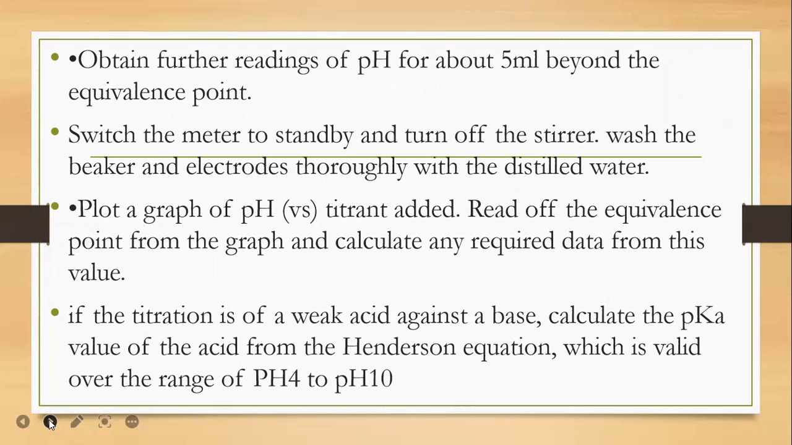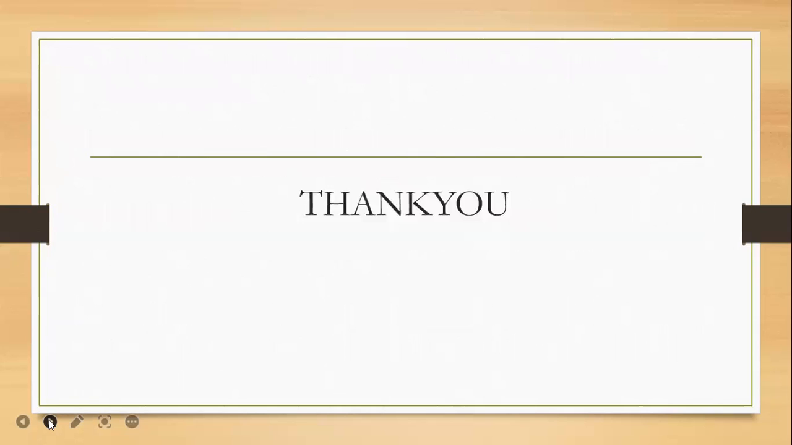Wash the beaker and electrodes thoroughly with distilled water. Plot a graph of pH against titrant added, read off the equivalence point from the graph and calculate any required data from this value. If the titration is of a weak acid against a base, calculate the pKa value of the acid from the Henderson equation, which is valid over the range of pH 4 to pH 10. So that's the end.